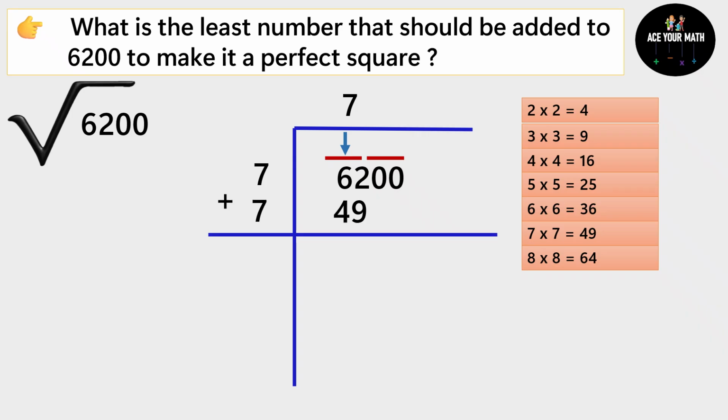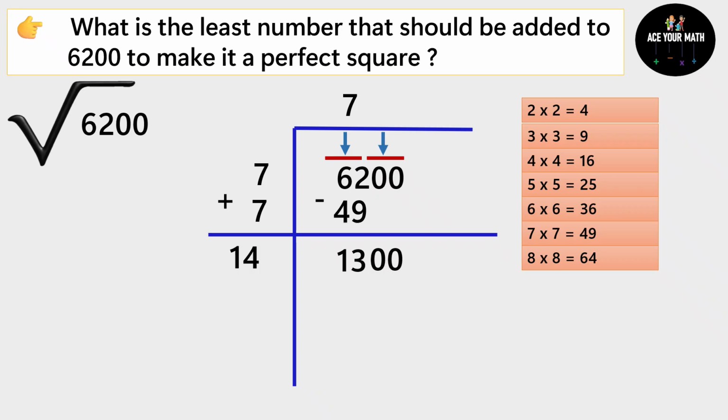And we know that we always do subtraction on the right hand side. So when you subtract 49 from 62, you get 13. Now complete your addition on the left hand side, that gives you 14. So the first step is completed. Now consider the second group, which is 00. Bring down 00. The new number formed is 1300 now.